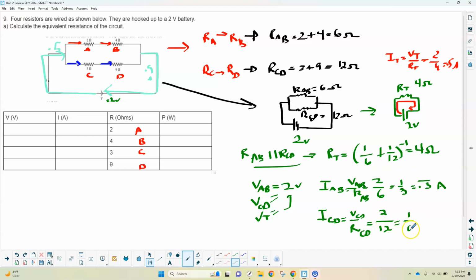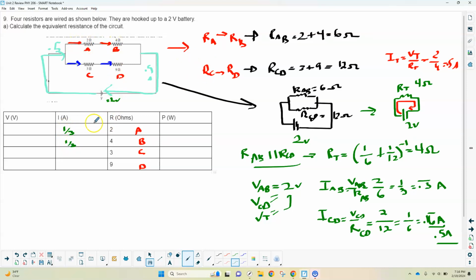Like we predicted, we have more current going through the top than the bottom. 1/6 as a decimal is 0.16, and the 6 repeats. If you add those together, you'll get 0.5, because 2/6 plus 1/6 is 3/6, and that's a half. So that works out. I'm just going to write it as thirds and sixths. So 1/3 and 1/3, because they're in series, these currents are the same.